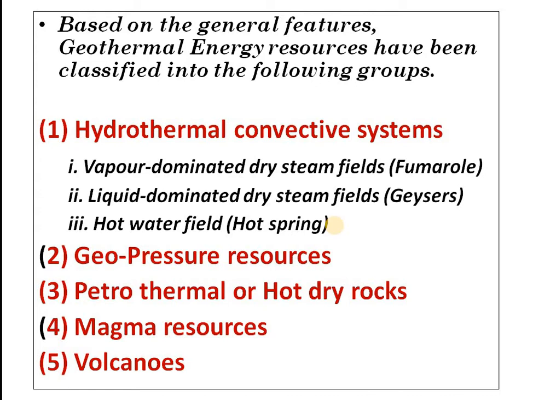Beginning with the hydrothermal convective system. Hydrothermal simply means that the underground water reservoir takes thermal energy from the magma region or from the mantle region and gets heated up. In case one, it may form pure vapor. Vapor dominated means the majority of the content will be vapor.